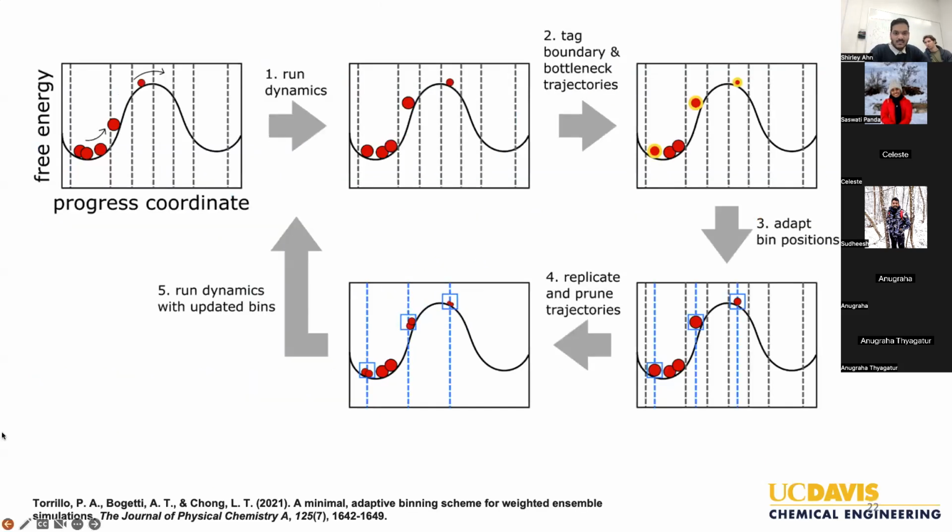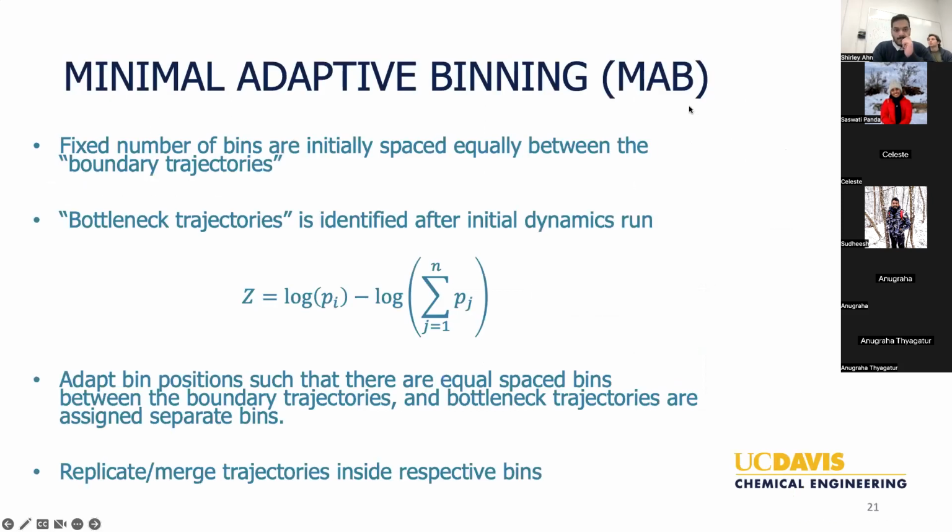In this case, you can see the screen. Here we can see that this particular trajectory has only one trajectory after it with respect to the progress coordinate, which means that the function Z for this particular trajectory is maximized. So this is identified as a bottleneck trajectory.